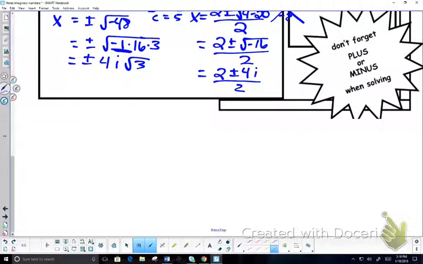What's 2 divided by 2? 1. Okay. What's 4 divided by 2? 2. Why do we have to put the 1 up there? Never mind, it's not 0.